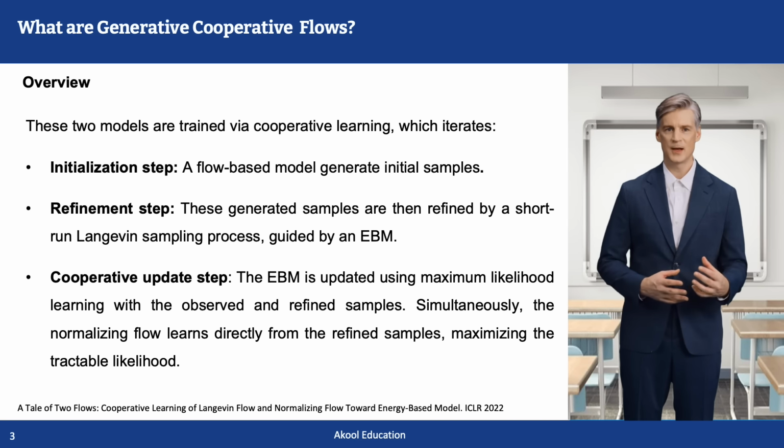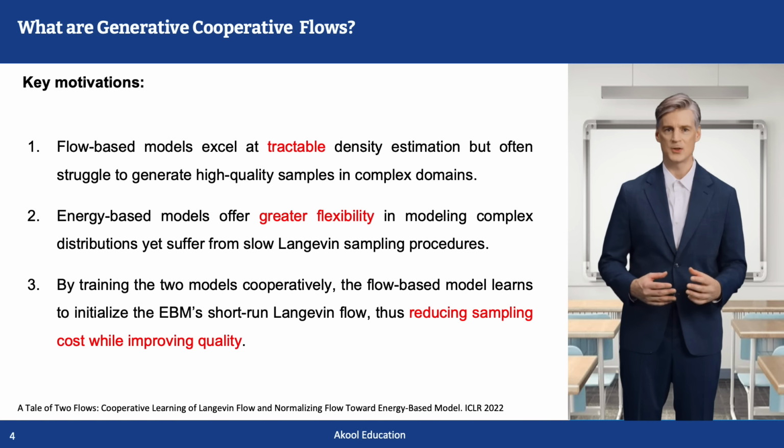from those refined examples. What is the underlying motivation to train these two models together? Normalizing flows excel at computing tractable densities, but often fail to model complex structures realistically. Energy-based models, on the other hand, are highly flexible and expressive, but require expensive MCMC sampling. By training them together, the flow model learns to initialize the energy-based model's Langevin sampling process, effectively reducing the sampling cost and improving sample quality.